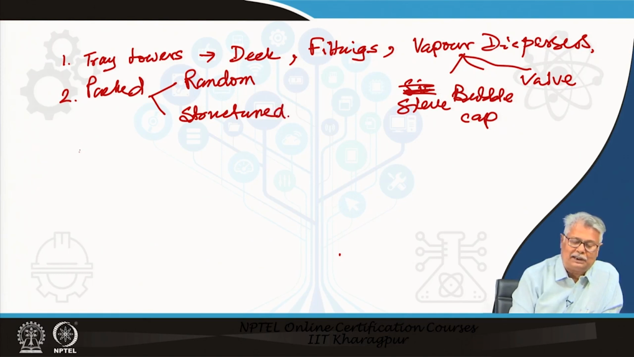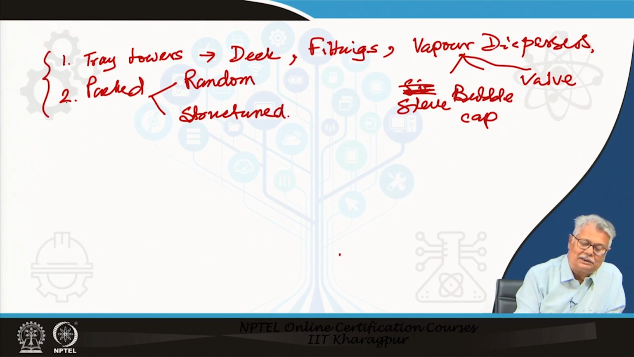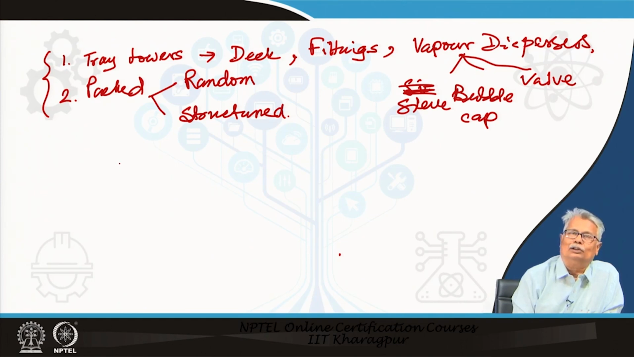What we intend to do today is cover certain features which are common to both the tray towers and the pack towers. That means, we will look at the different sections of this column and try to see what features are common to both, and possibly we will talk about some special feature which is required in some case. The basic thing that we have to talk about, we will talk about the tray deck first. We will try to understand the construction first.